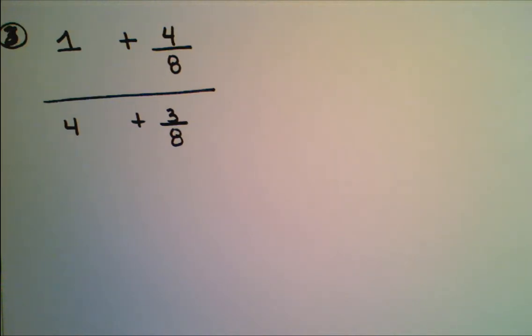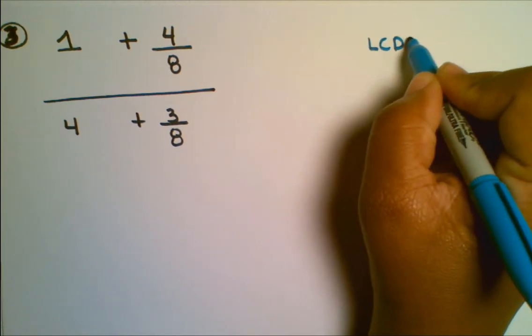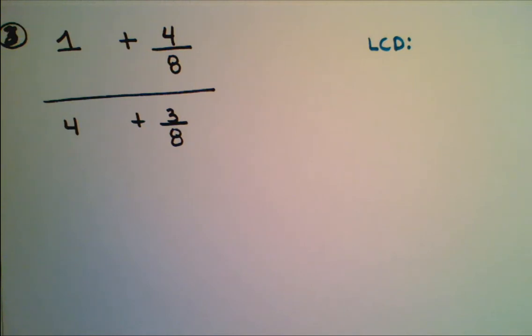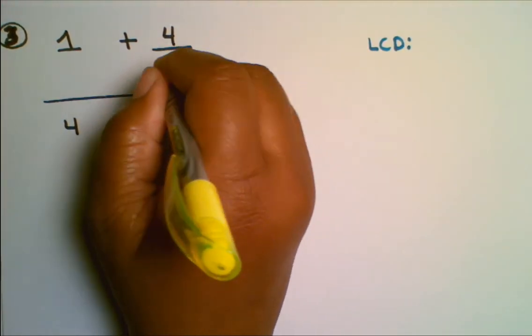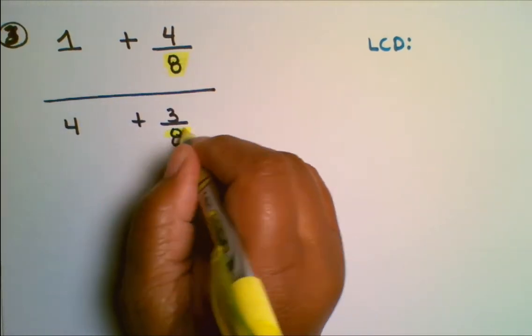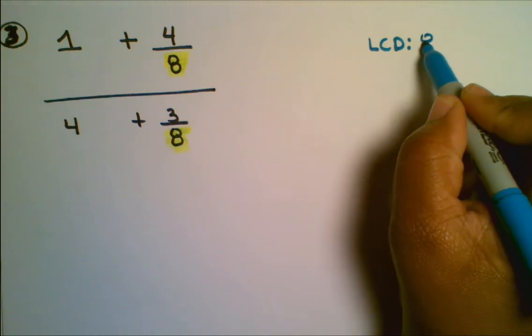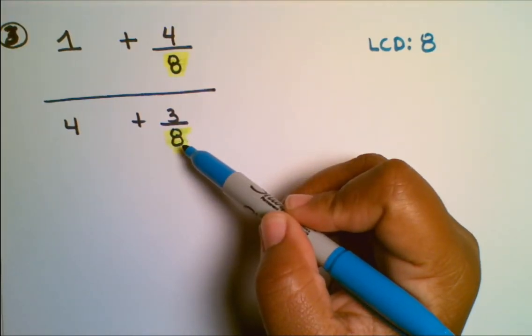Number 3, we have 1 plus 4 over 8 all over 4 plus 3 over 8. So let's find the LCD. The only fractions that have a denominator, we have the 4 over 8. Let's highlight the denominators. So our LCD will be 8 because the only number that we have in the denominator is 8.